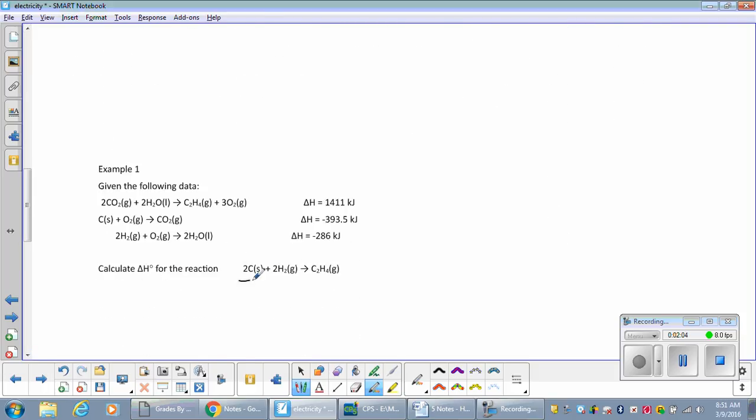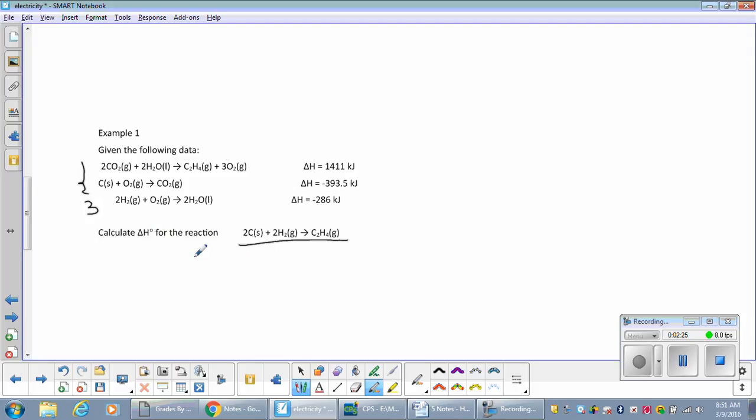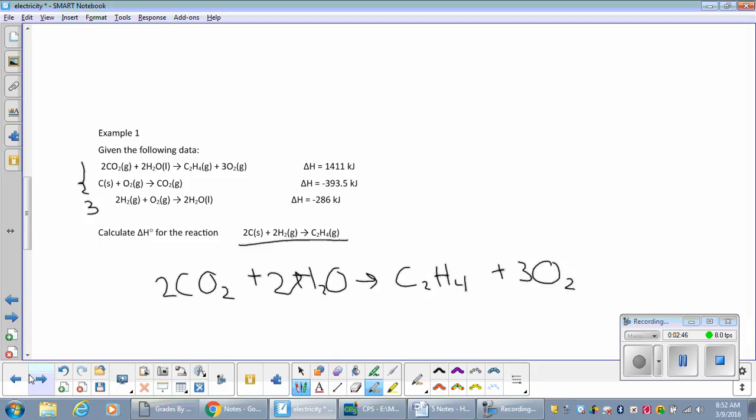All right, example 1, here is the reaction we want. So carbon plus hydrogen gas gives you C2H4 gas. But we're not going to just look at this one reaction. We're going to look at these 1, 2, 3 reactions that make it up. The first step is to write out the steps and make sure that the intermediate products and compounds are canceled out to just leave you with your reaction that you want. So we have 2 carbon dioxide plus 2 H2O. All right, so that's step 1.